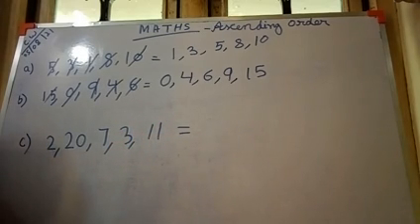Okay, now the numbers are 2, 20, 7, 3, 11. What will we do? We have to arrange them in ascending order. We have to arrange these numbers in ascending order. And ascending order means smaller number to bigger number.